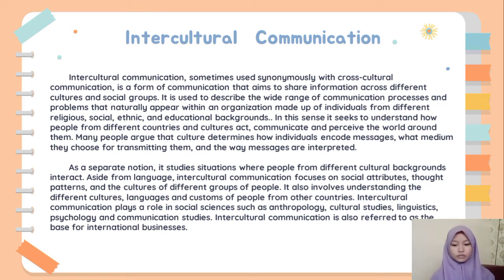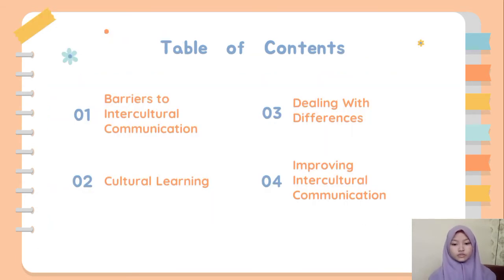Intercultural communication plays a role in social sciences such as anthropology, cultural studies, linguistics, psychology, and communication studies. Intercultural communication is also referred to as the base for international business. There are 4 points that I'm going to talk about. The first is barriers to intercultural communication. The second is cultural learning. The third is dealing with difference. The fourth is improving intercultural communication.